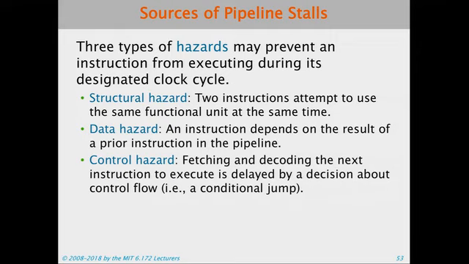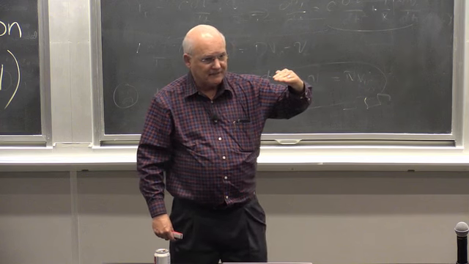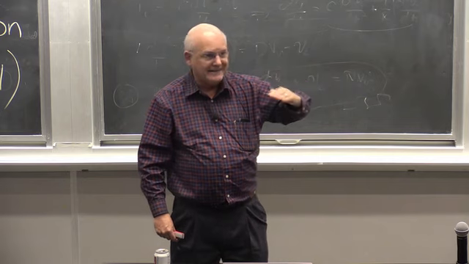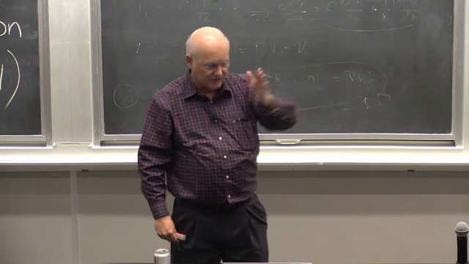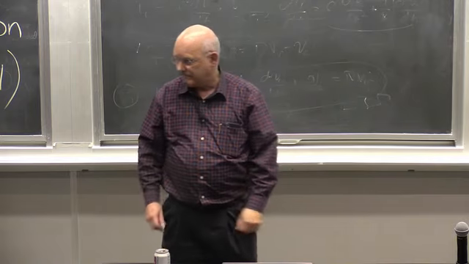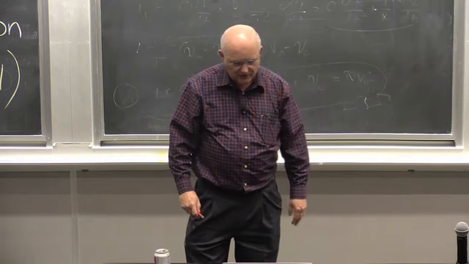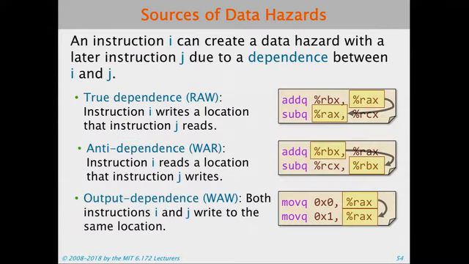And a control hazard is where you decide that you need to make a jump, and you can't execute the next instruction because you don't know which way the jump is going to go. So if you have a conditional jump, it's like, well, what's the next instruction after that jump? I don't know. So I have to wait to execute that. I can't go ahead and do the jump and then do the next instruction after it because I don't know what happened to the previous one. Okay? Now, of these, we're going to mostly talk about data hazards.